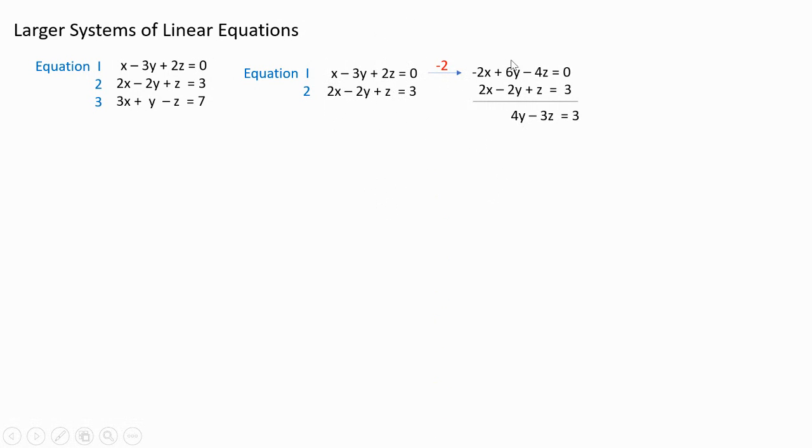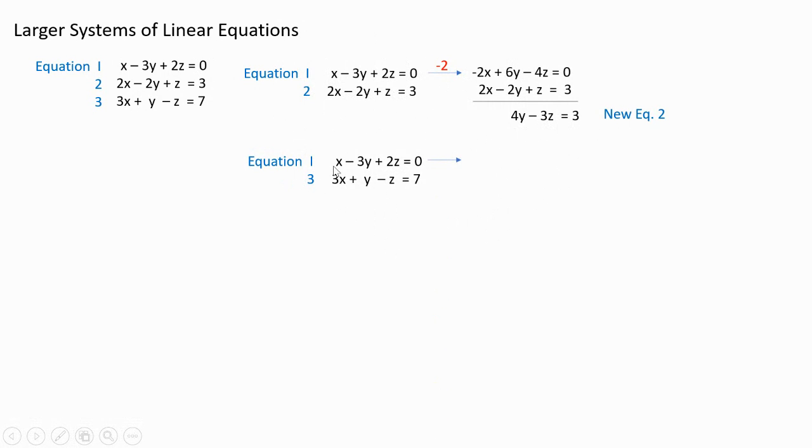You see, guys, the x's are eliminated, so I'm left with 4y minus 3z equals 3. Then I repeat the process, right? This is my new equation now. Then I repeat the process with 1 and 3, right? That was the plan: use 1 and 2 and 1 and 3, get rid of the x's.